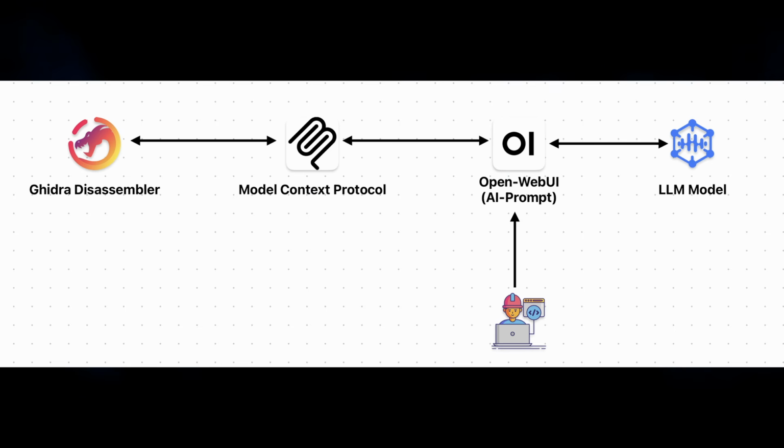So here's the big picture. We are going to enhance Ghidra, which is a powerful disassembler, by combining it with a locally hosted LLM through a protocol called MCP. Instead of sending queries directly from Ghidra, we will be using Open WebUI, which is a sleek front end for interacting with local models. This setup allows us to ask the AI questions about functions, pseudocode, and program behavior, all running entirely offline.